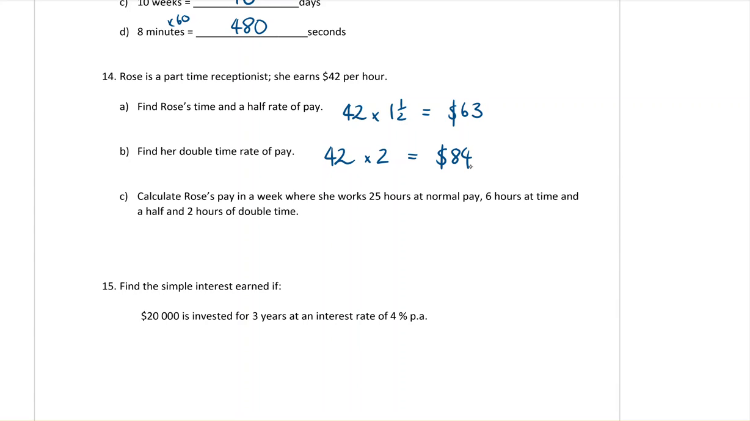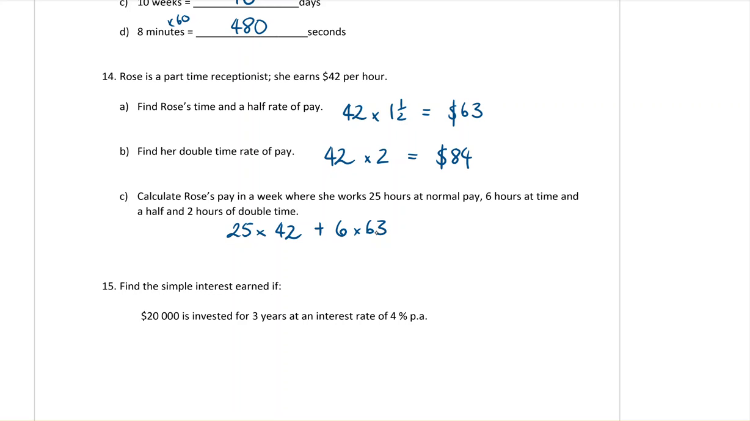And part C wants to bring all of that together. So calculate Rose's pay in a week where she works 25 hours at normal rate. So let's just start with that. 25 hours. What's her normal pay rate? Normal, just normal pay rate. 42. Okay, so there's her normal one. Then I have to add on the next part. 6 hours at time and a half. So 6 hours. What is her time and a half rate? That was the $63 that I worked out.